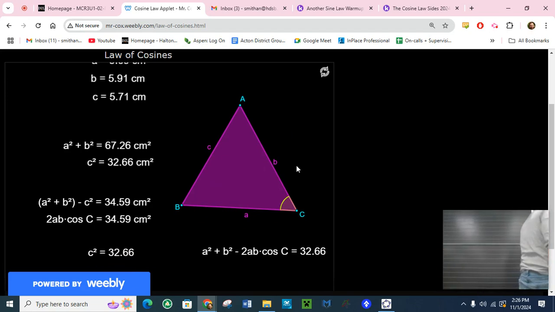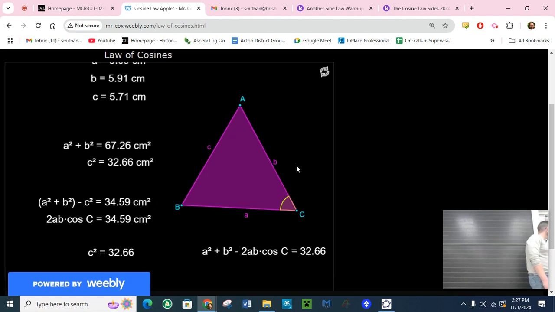I just have this random triangle here now, and you can see A squared and B squared and C squared are way different. But when you take the difference of A squared plus B squared and C squared, in this triangle they're off by 34.59. There is a calculation, and it's not hard to prove this, but I think it's kind of beyond the scope of our courses.